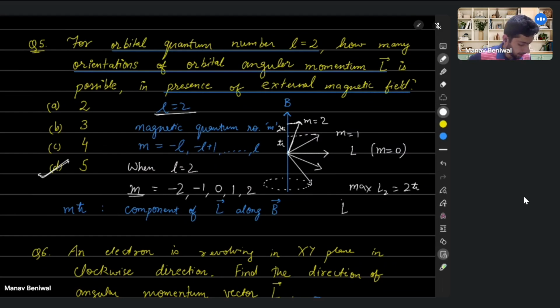whereas the magnitude of L will be under root 2 times 2 plus 1, which is 3, ħ. So this is under root 6 ħ. Okay, and what is the value of root 6? Let me check quickly. So root 6 is roughly 2.45 ħ.